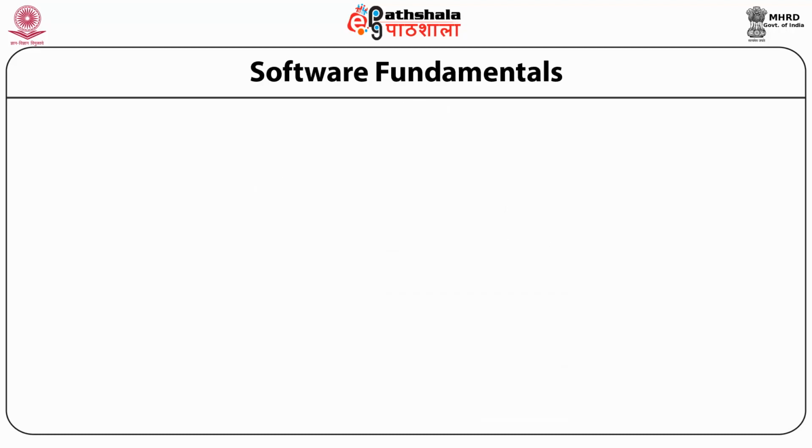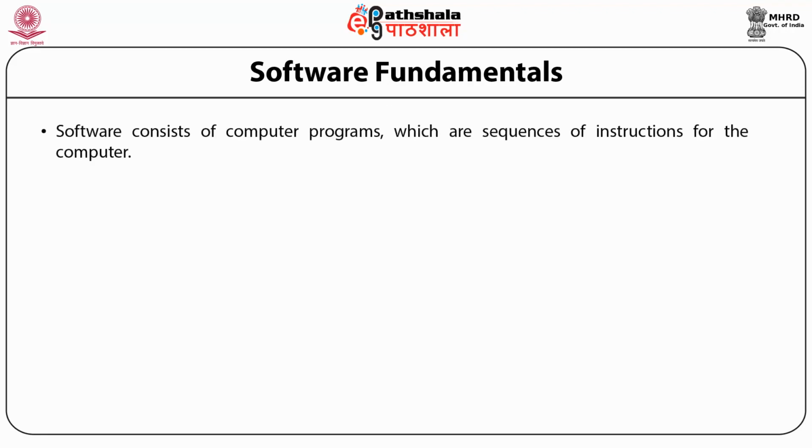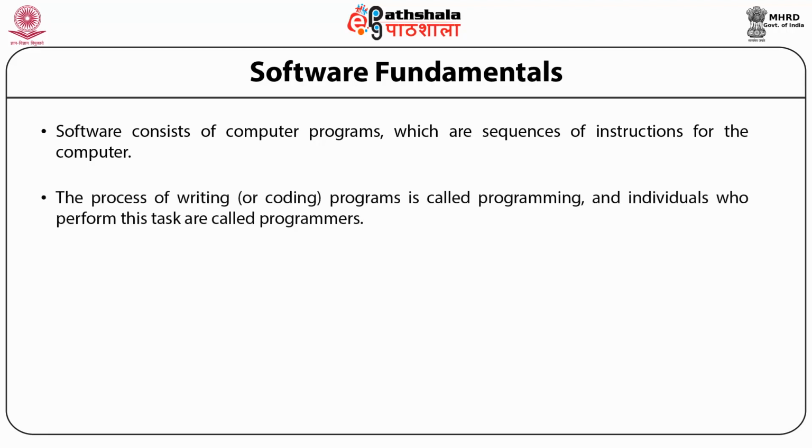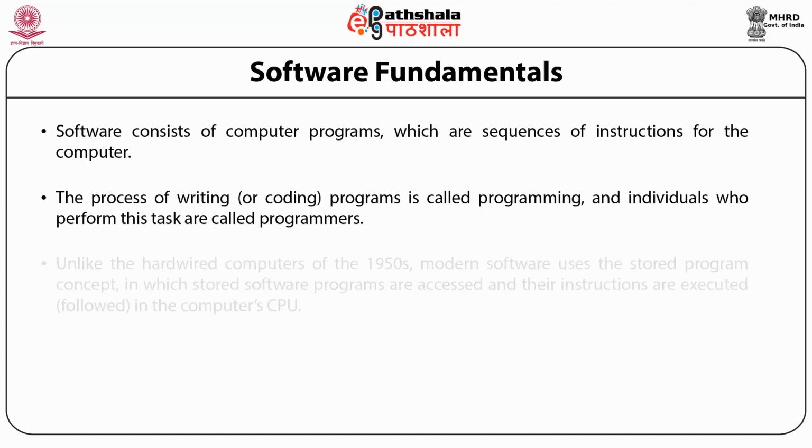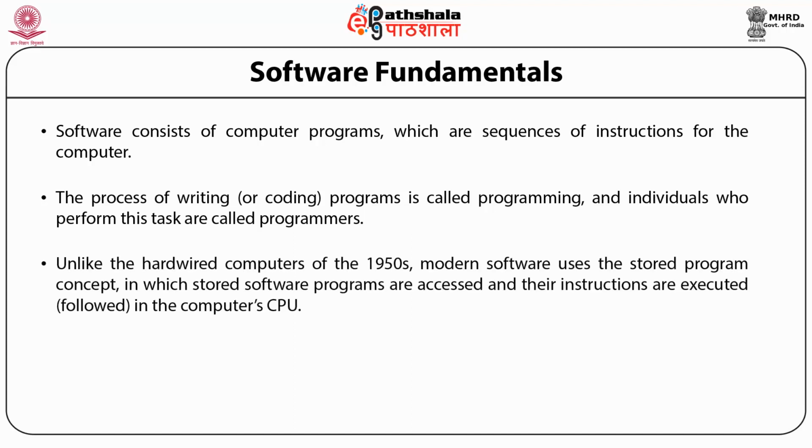Software fundamentals. Let us understand the basics of software and how software works. Software consists of computer programs, which are sequences of instructions for the computer. The process of writing or coding a program is called programming, and the individuals who perform this task are called programmers. Unlike the hardwired computers of the 1950s, modern software uses the stored program concept, in which stored software programs are accessed and their instructions are executed in the computer CPU.